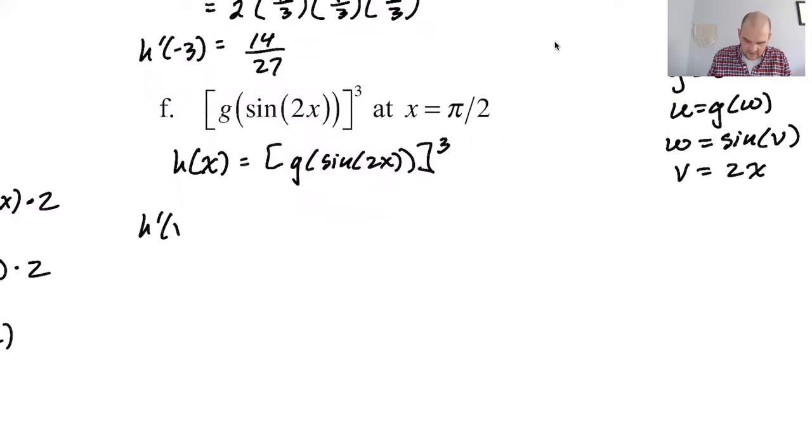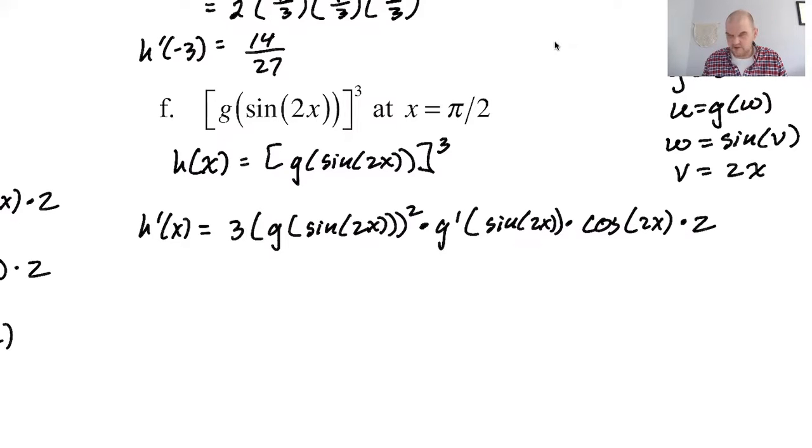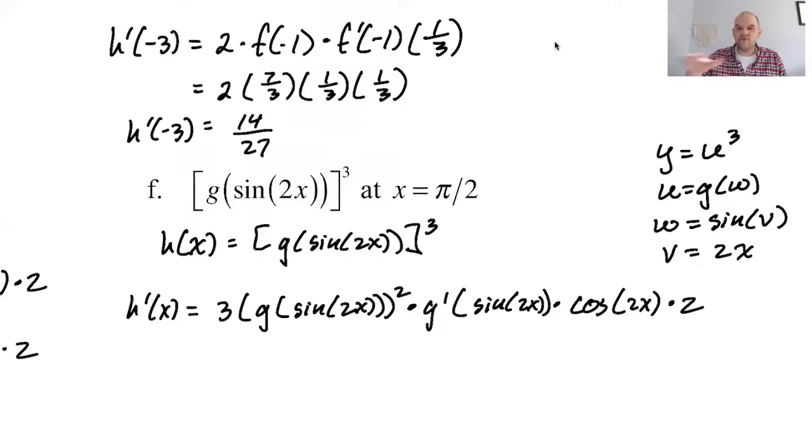So h prime of x, probably going to be really long. So it's 3 times the thing to the second times the derivative of the thing, which is g prime of a new thing, times the derivative of the thing. The derivative of sine of something is cosine of the thing, times the derivative of the thing. The derivative of 2x is 2. Whew. So you can see it though, 4 functions, 4 derivatives.